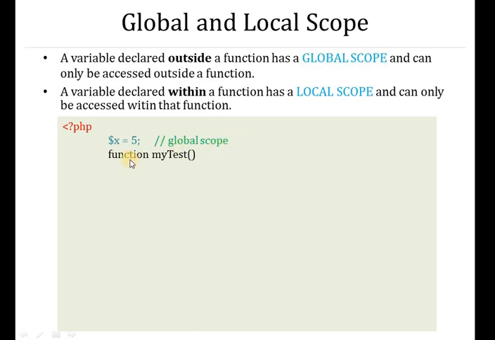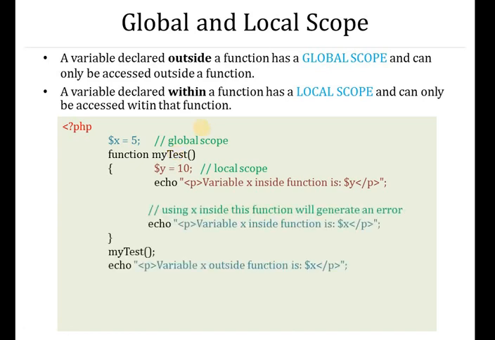Okay, and after that, over here you can see that I have declared one function, myTest. Inside this function I have declared another variable, $y = 10. Is this variable inside the myTest function? Yes, that's why it has local scope. Now over here I am printing the value of variable y. So echo variable, inside a function, is like that.